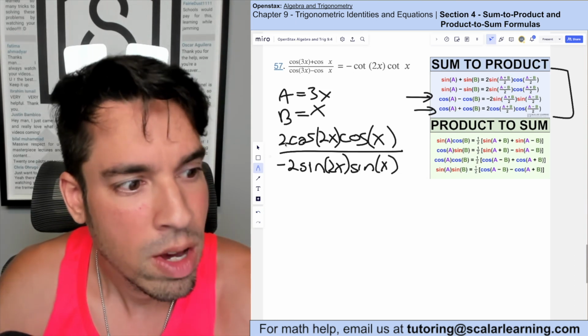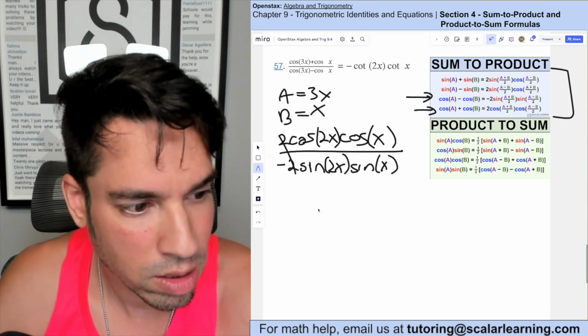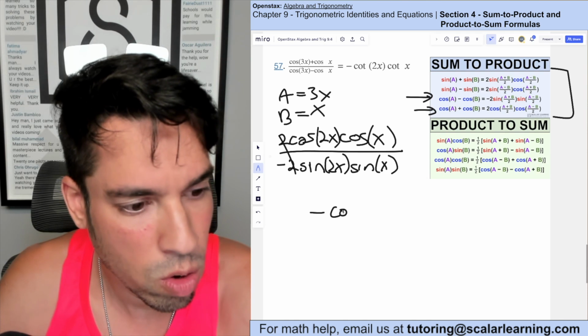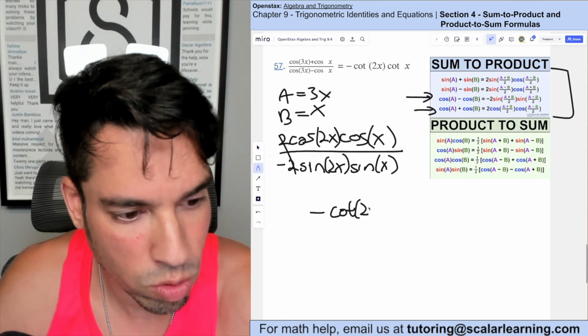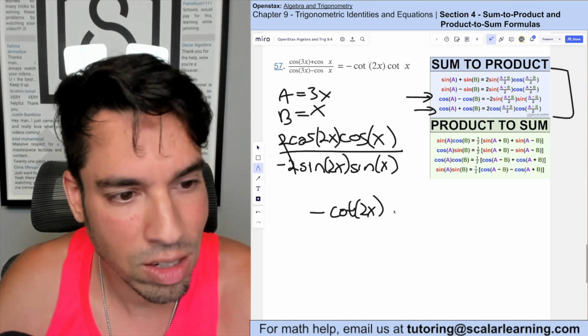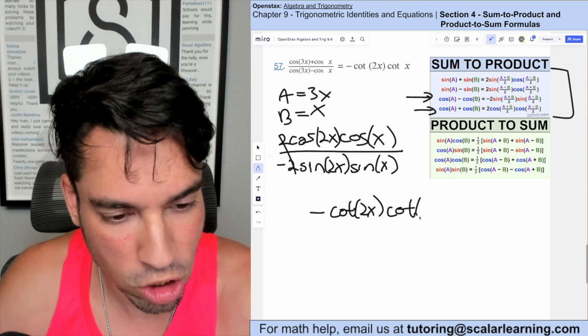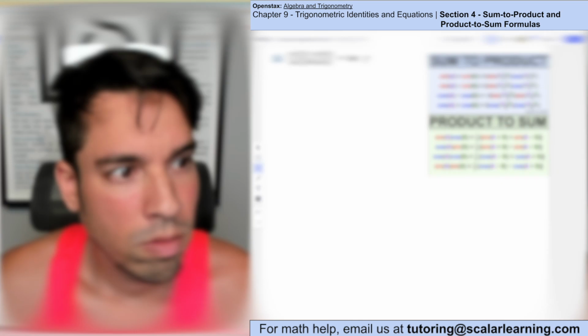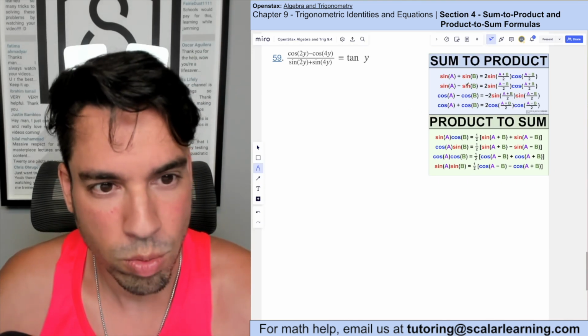Now this is pretty cool because negative 2 divided by 2 is negative 1. And then cosine over sine is cotangent of that same argument of 2x. And then cosine over sine again is cotangent of that same argument, which is x. And guess what? We just verified the identity. Done.